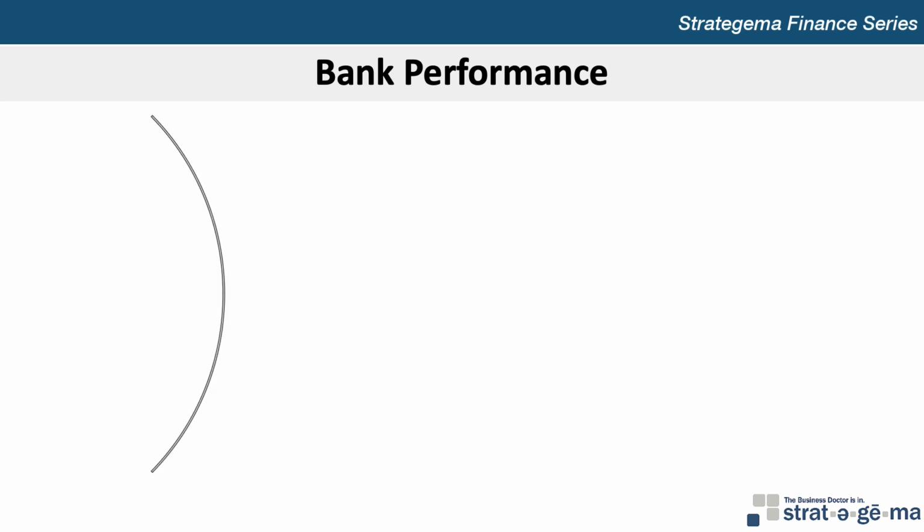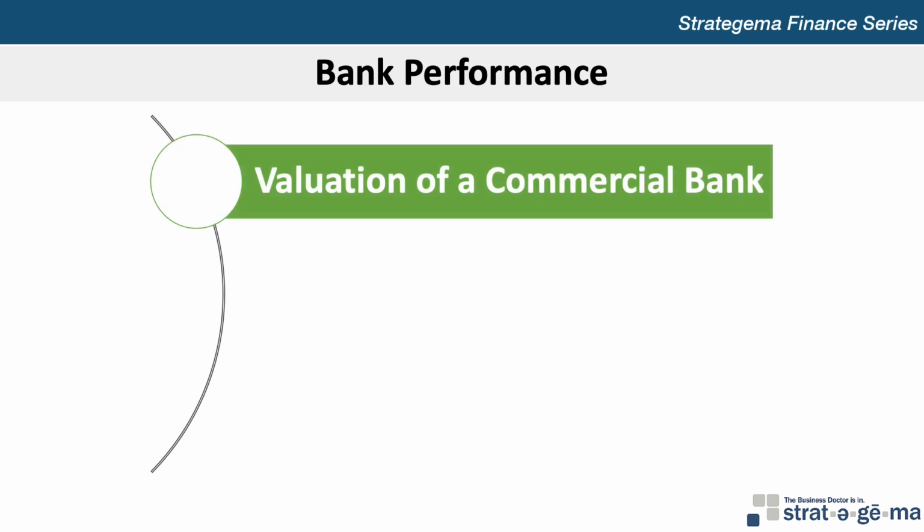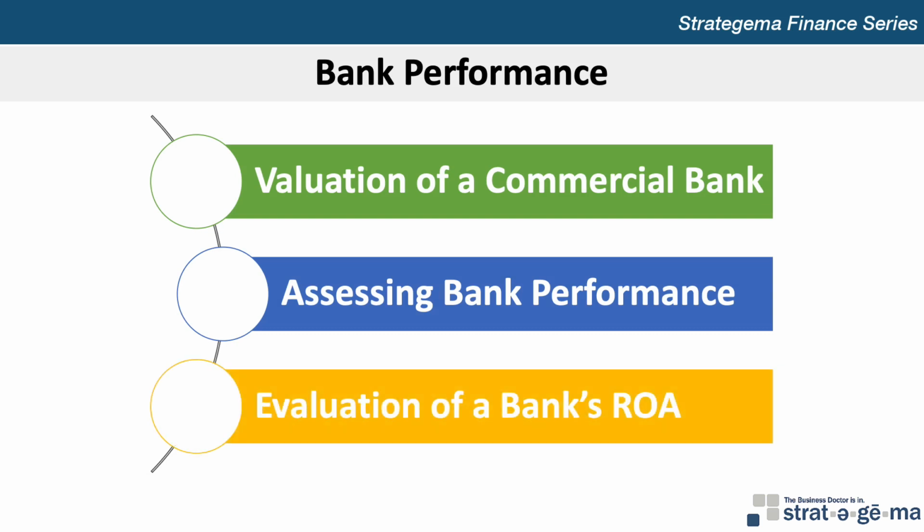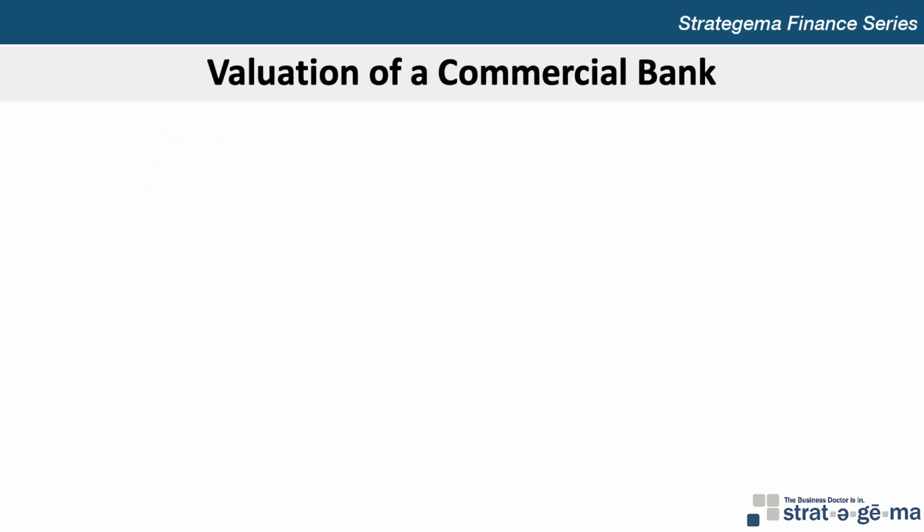Chapter 20 includes 3 learning objectives. First, to identify the factors that affect the valuation of a commercial bank. Second, to compare the performance of banks in different size classifications over years. And third, to explain how to evaluate the performance of a particular bank based on financial statement data. Let's start with the valuation of a commercial bank.